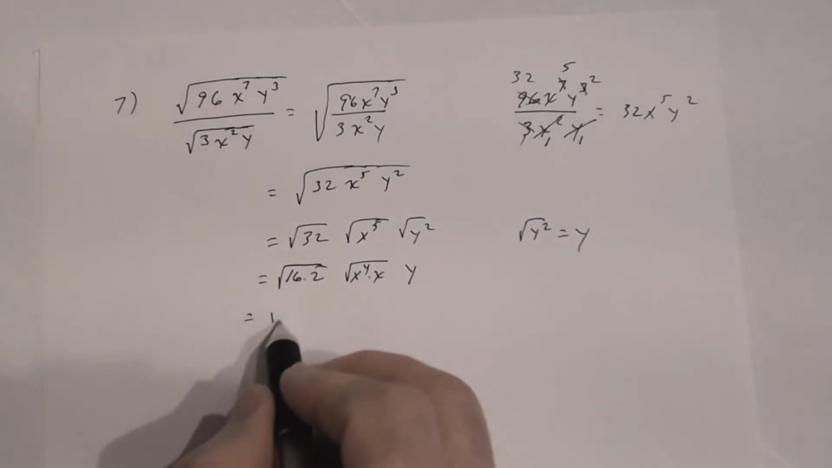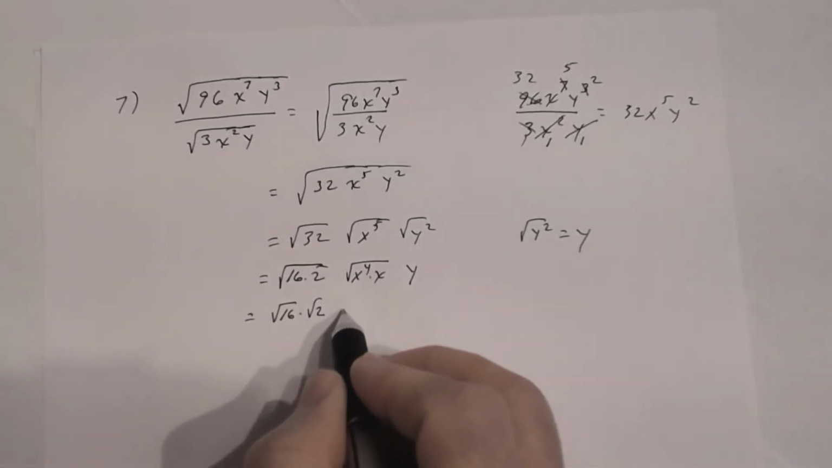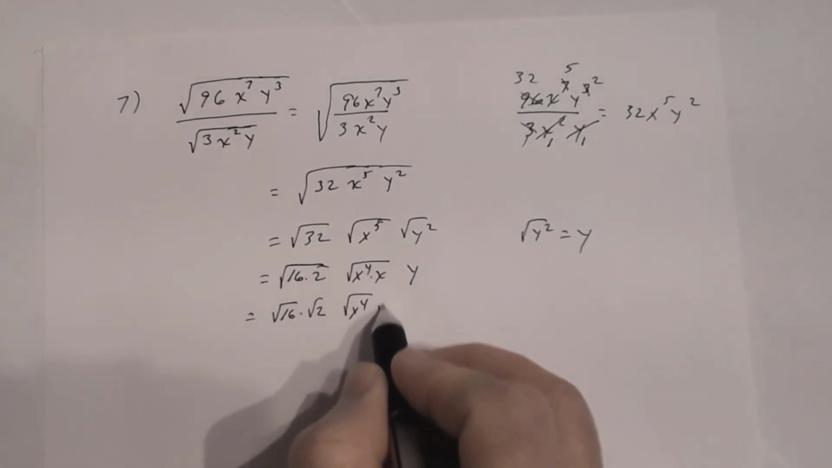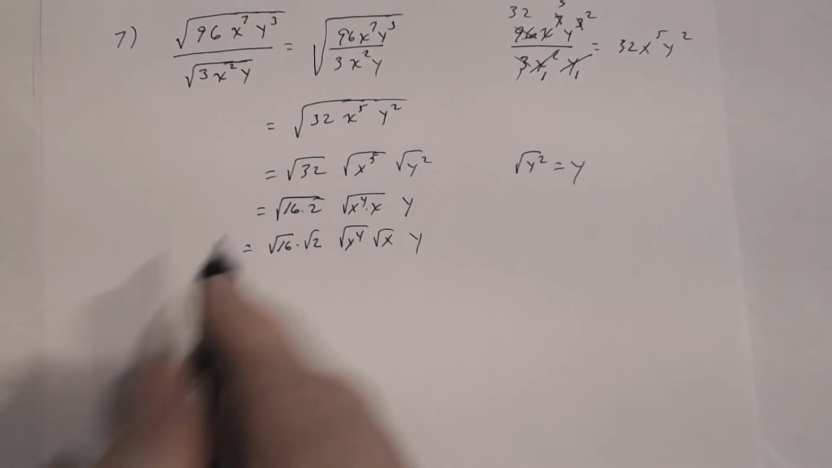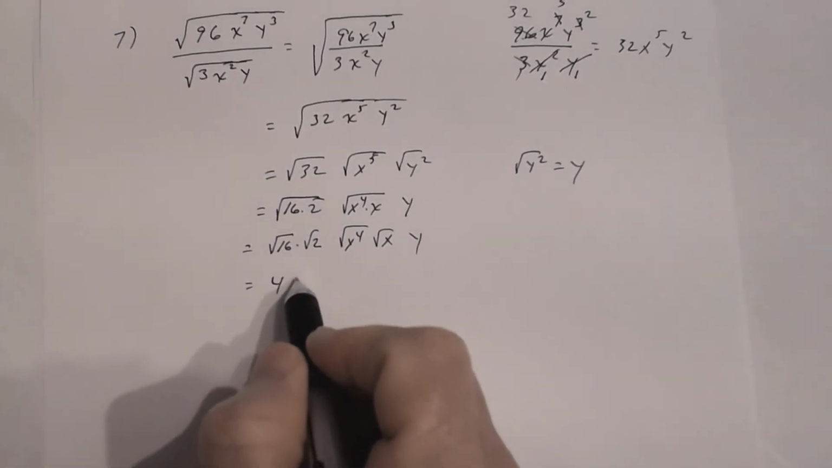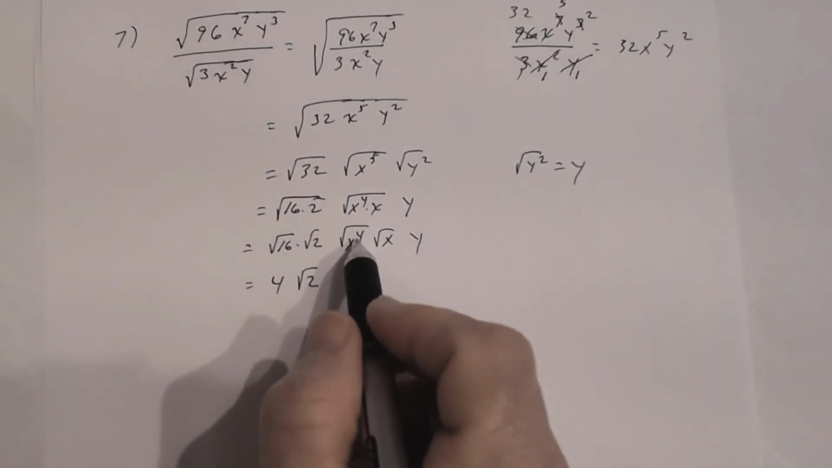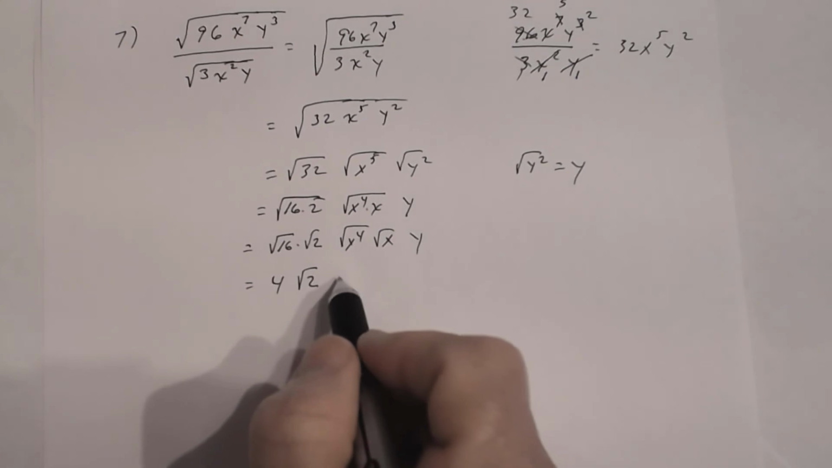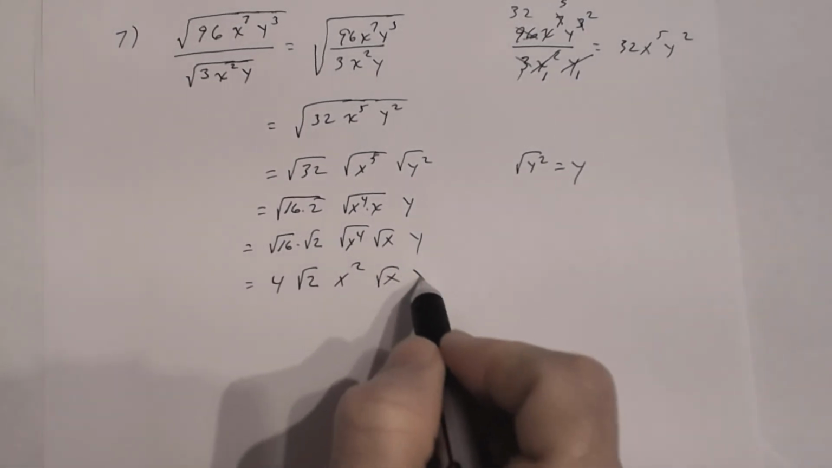Now using the product rule, I'm going to get the square root of 16 times the square root of 2 times the square root of x to the 4th times the square root of x times y. Okay, so let's simplify what we can. So this is a 4. Square root of 16 is 4. I cannot simplify the square root of 2. The square root of x to the 4th, 4 is even. So what times itself twice is x to the 4th? X squared. I cannot simplify the square root of x times y.